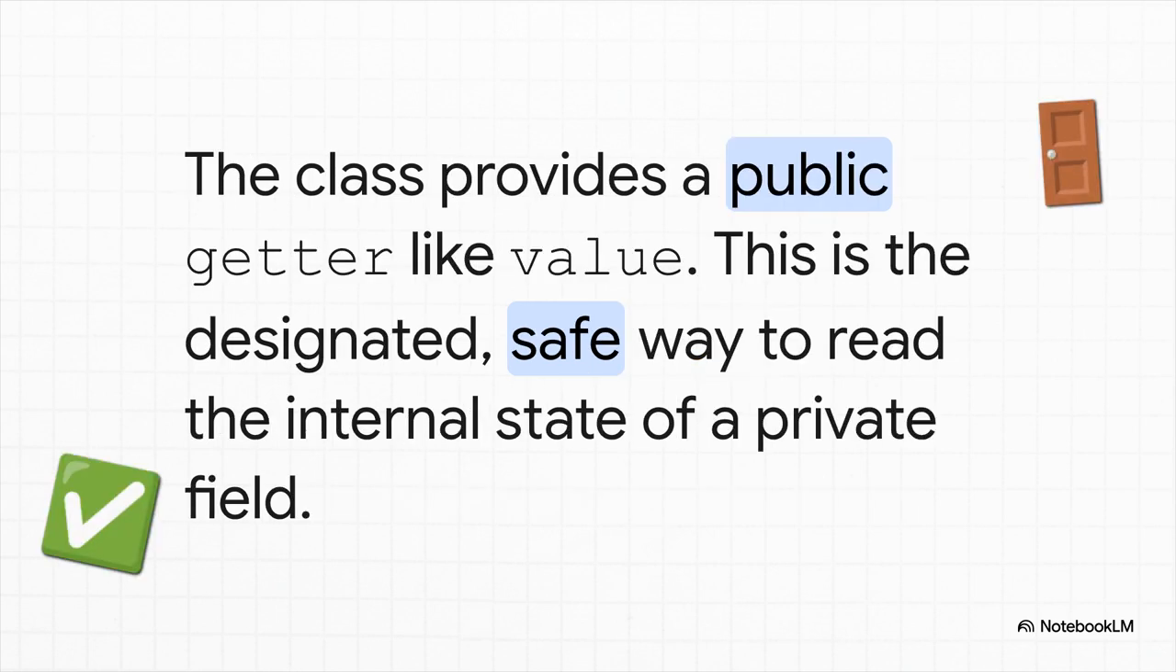So you're probably thinking, if it's private, how is it useful? Well, the class itself gets to control access. It can provide a safe public doorway, like this getter we've called value, that lets the outside world read the internal state without being able to mess with it directly. You get to decide exactly how your data is accessed.